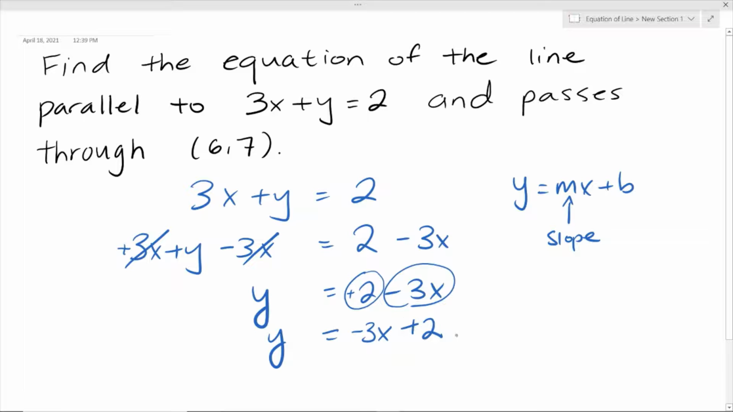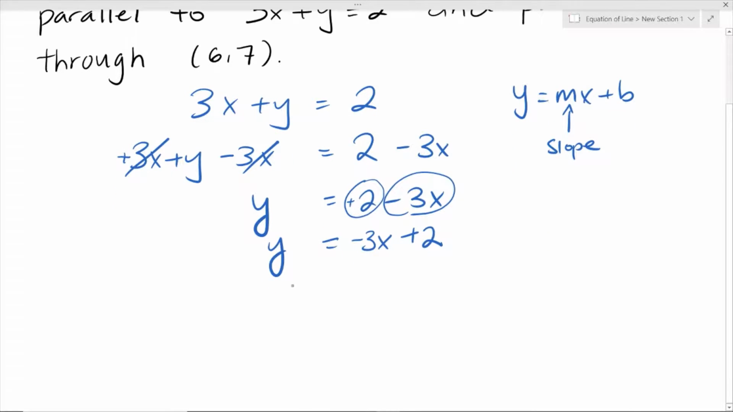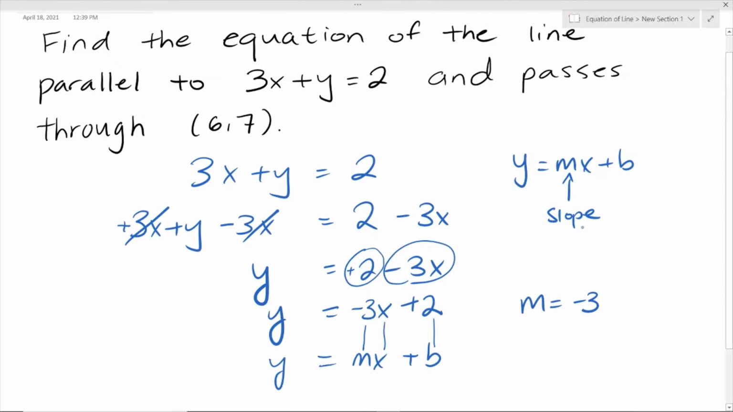Now we have the form y equals mx plus b, because if you look at it this way, y equals mx plus b, this negative 3 is our m, this is our x, and b corresponds with 2. Just like that. So in this case, our m, our slope, is negative 3. Now, what do we know about parallel lines?